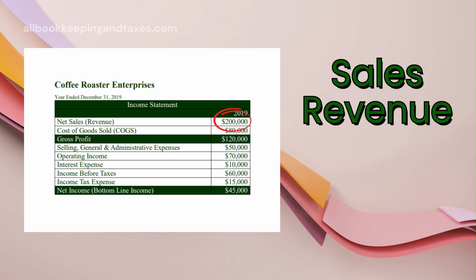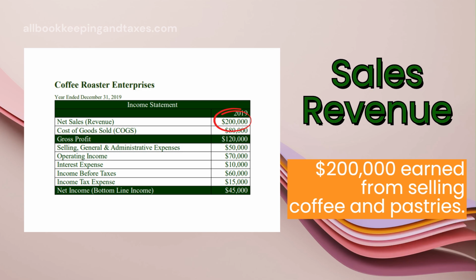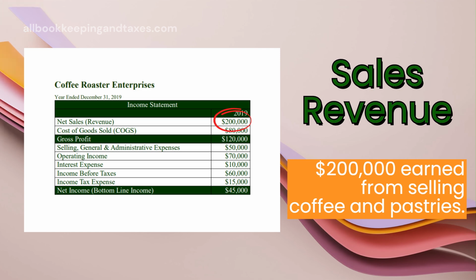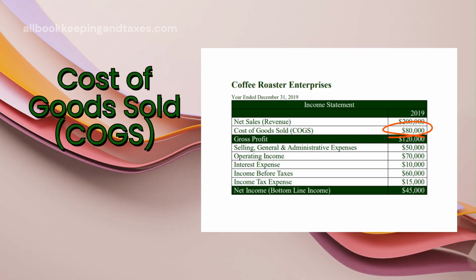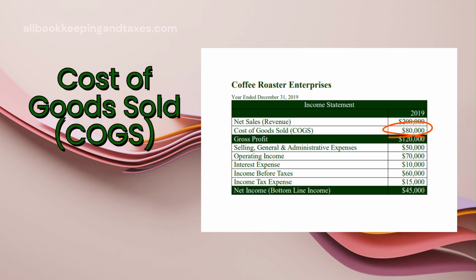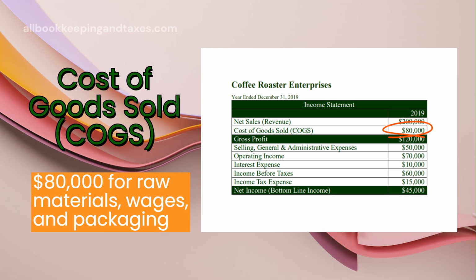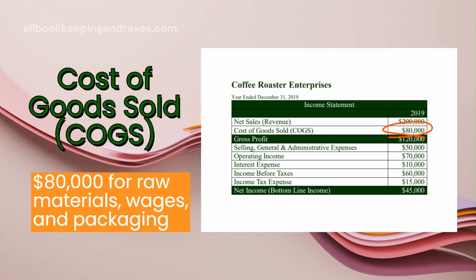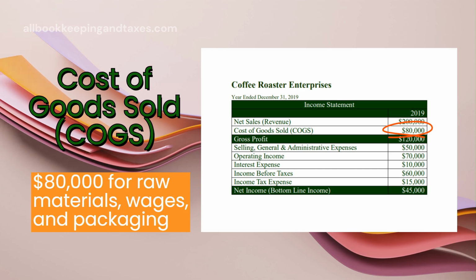1. Sales revenue. This reflects how much income Coffee Roaster Enterprises made from selling products like coffee and pastries in 2019. You can break this down further by product to pinpoint exactly which items bring in the most revenue. 2. Cost of goods sold (COGS). This is the total cost incurred to produce and deliver the products or services sold. For coffee roasters, this includes costs like raw coffee beans, employee wages, and packaging materials. Indirect expenses like rent or utility bills are excluded from COGS.